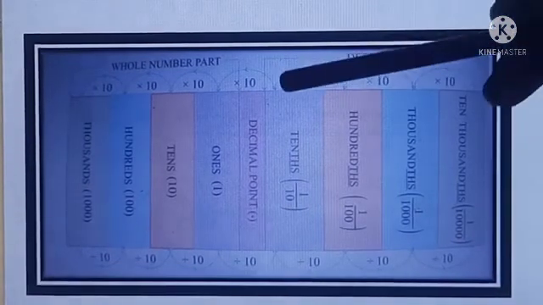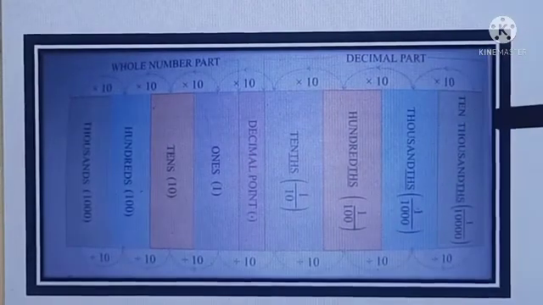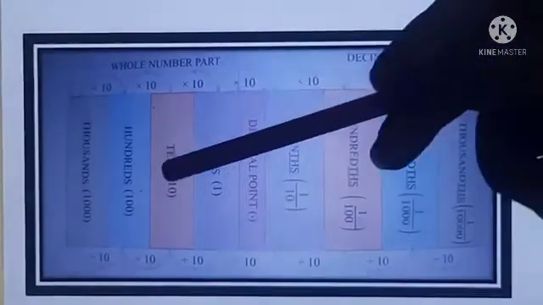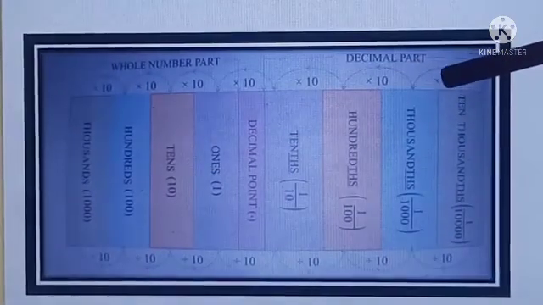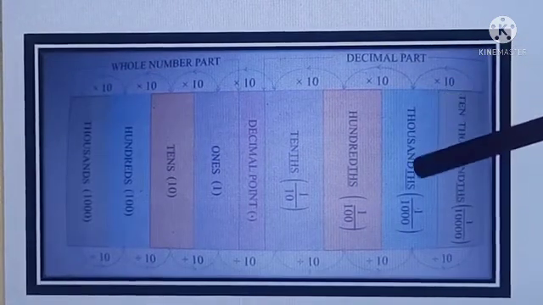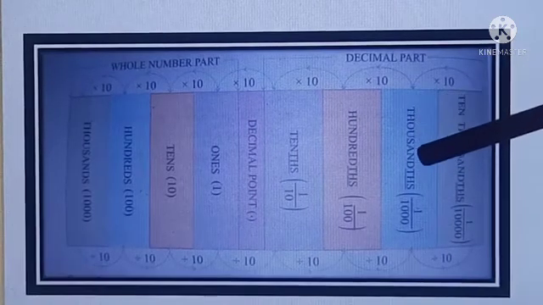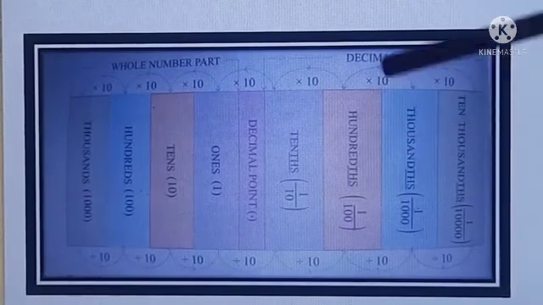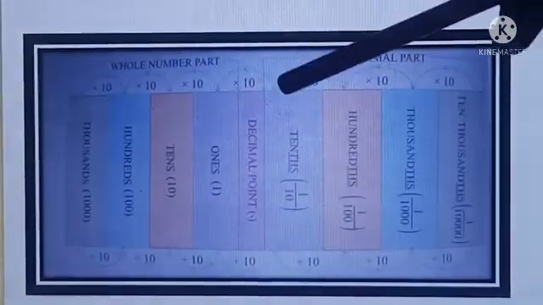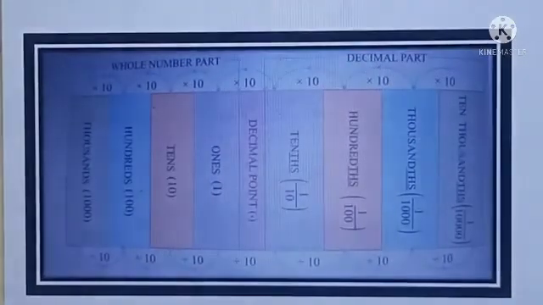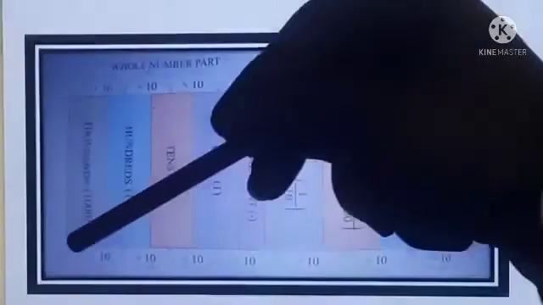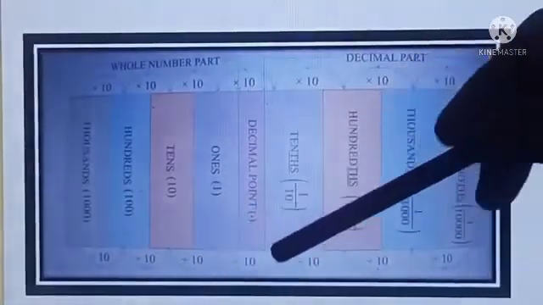Now look here, beta, what is it? Multiply by 10, multiply by 10, multiply by 10. It means when we are moving from right to left, from smaller to bigger, in each place we are multiplying by 10. 10,000ths multiplied by 10 will give you 1,000ths. 1,000ths multiplied by 10 will give you 100ths. So when we are moving from right to left, we are multiplying by 10 in each step, right? And when we are moving from left to right, in each step there is division by 10.